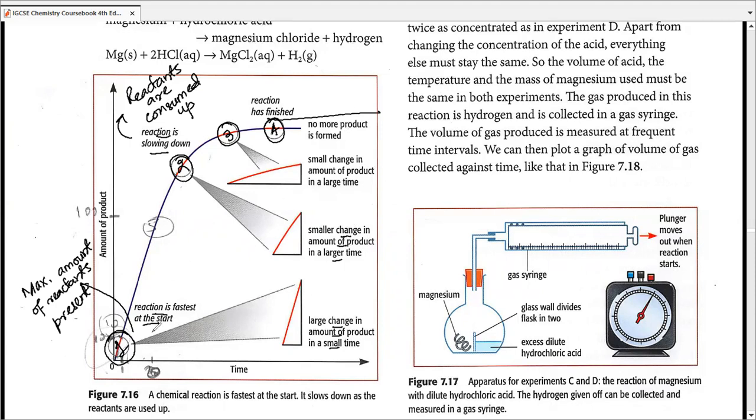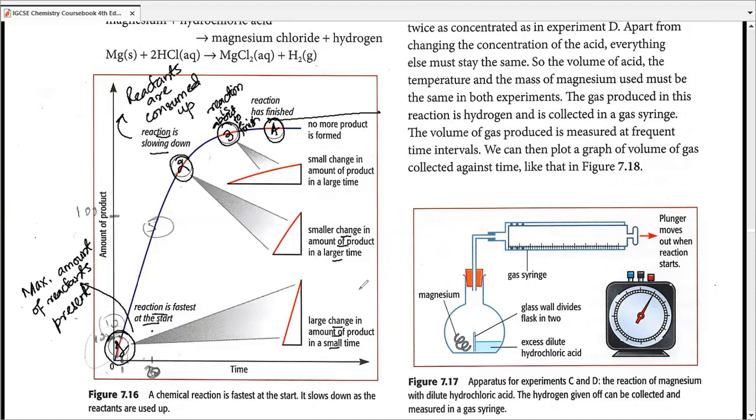So the reaction is fastest at the start, point 1. It slows down, point 2. The reaction is about to finish at point 3. That's how we describe point 3. And the reaction is finished at point 4, after which we get a straight line parallel to the x-axis.